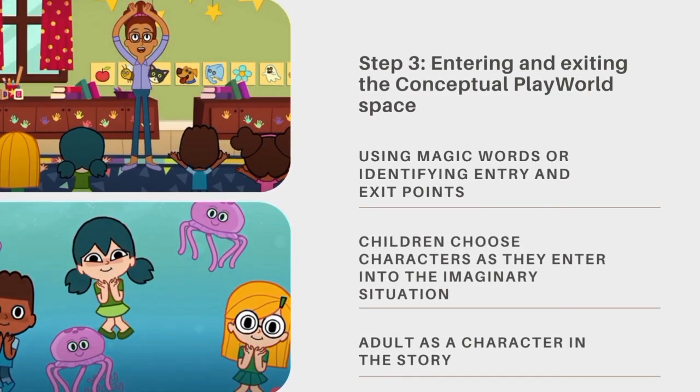Step 3: In this stage, we establish a routine to ensure all children can enter and exit the conceptual play world. This can be by saying some magic words by the teacher, for example, 3, 2, 1, dive, or stepping into a blue sheet representing the ocean. Children choose characters as they enter into the imaginary situation. As a teacher, we should ensure that all children engage in the play and allow children to change their characters during the play to promote flexibility and creativity.